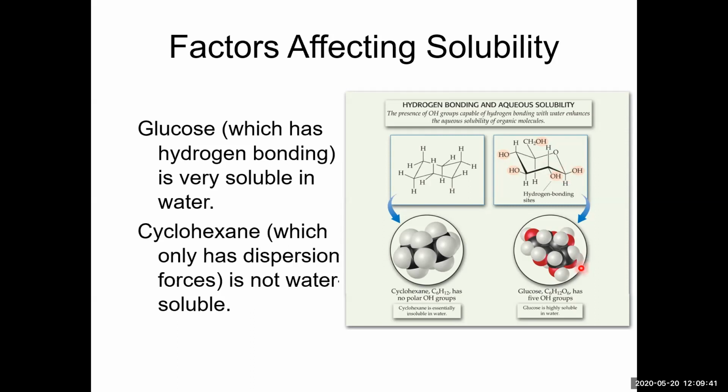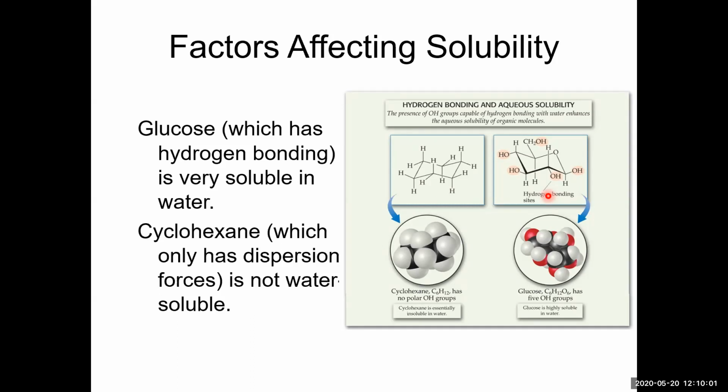And so glucose here, it says, is C6H12O6. So these are a bunch of carbons, carbon, carbon, carbon, carbon, carbon, and then one here. And you see that glucose is a sugar. When you talk about blood sugar, that's the sugar glucose.